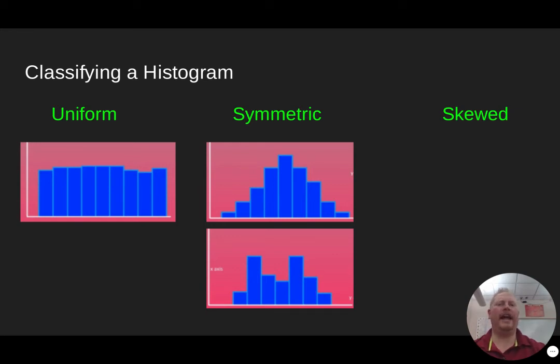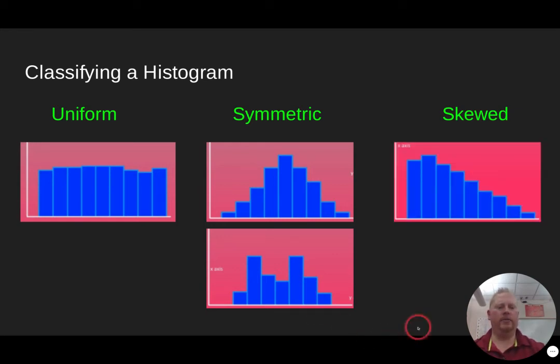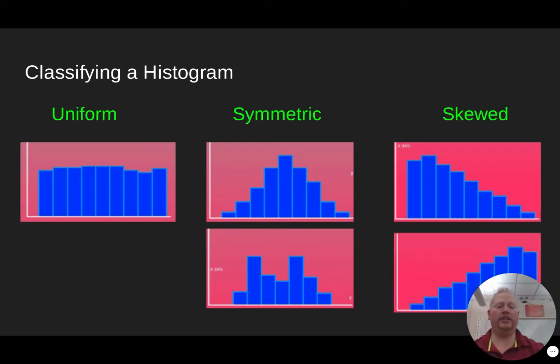Lastly, what if the data is skewed? So here we've got a lot of data at the beginning of the table, but not a whole lot of data at the end of the table. So we could say that that's skewed left. Or if that's flipped around, we could say it's skewed right.